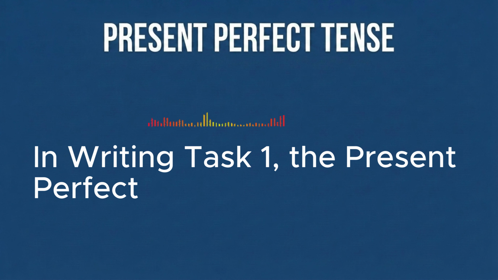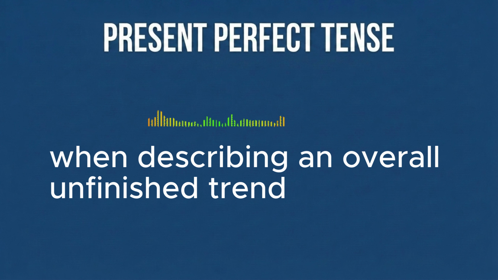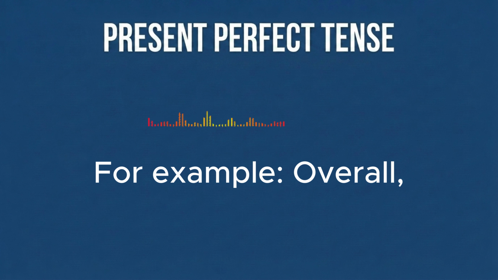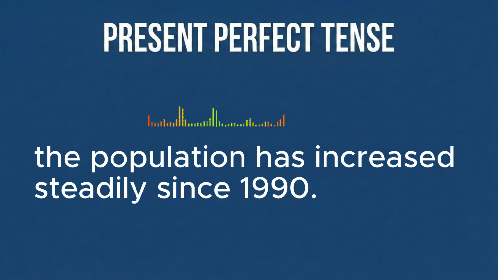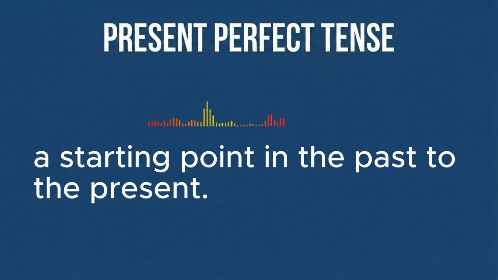In writing task 1, the present perfect can appear in your overview sentence when describing an overall unfinished trend across the whole period. For example, overall, the population has increased steadily since 1990. Notice how this connects a starting point in the past to the present.